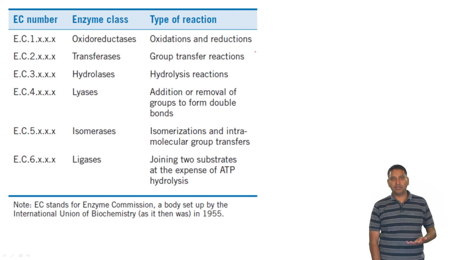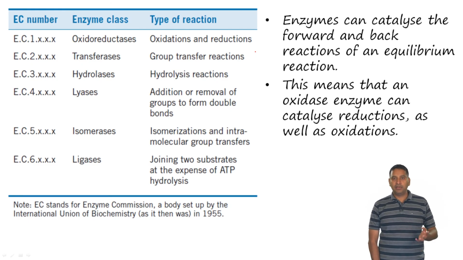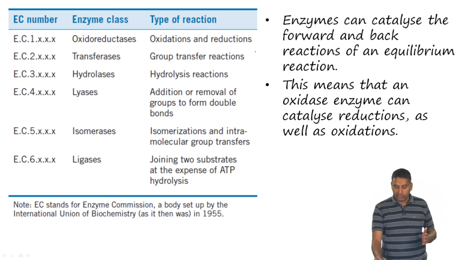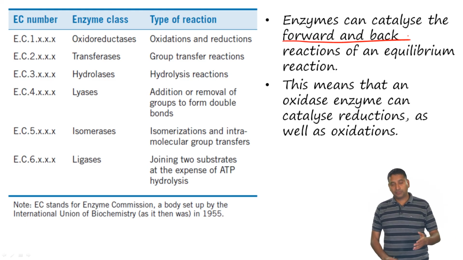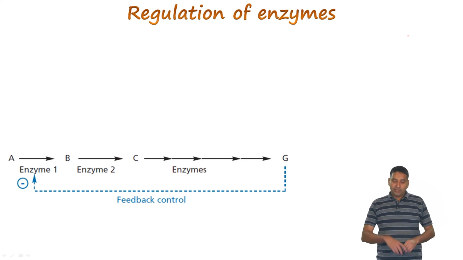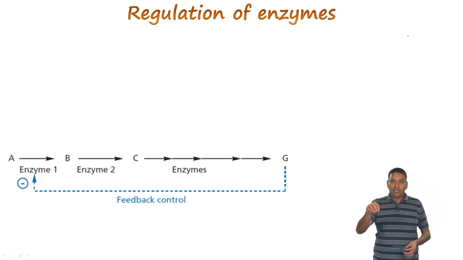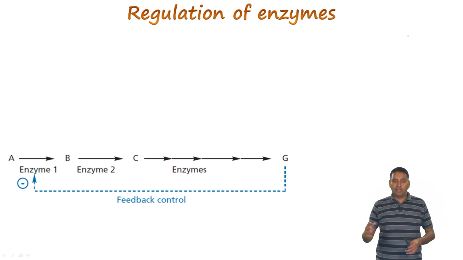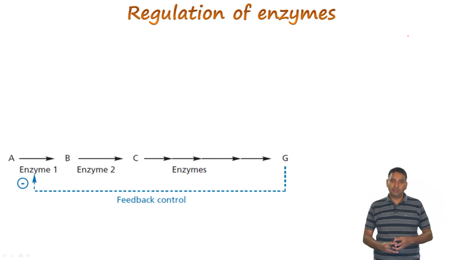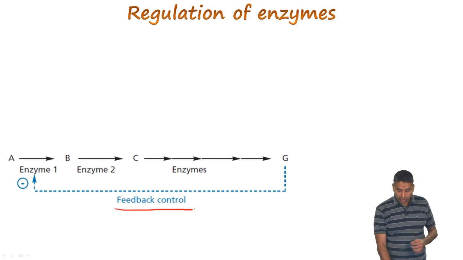So, these are the major classifications of enzymes, and keep in mind that enzymes that can catalyze the forward reaction can also catalyze the reverse reaction, because it is in an equilibrium. So, an oxidase enzyme can also do reductions. Now, once the enzyme has done its job, you would need the enzyme to stop working after some time. Otherwise, it will just keep on consuming the substrate and giving you the product. So, enzymes have to be regulated inside the cell. One of the mechanisms by which an enzyme is regulated in the cell is called feedback control.